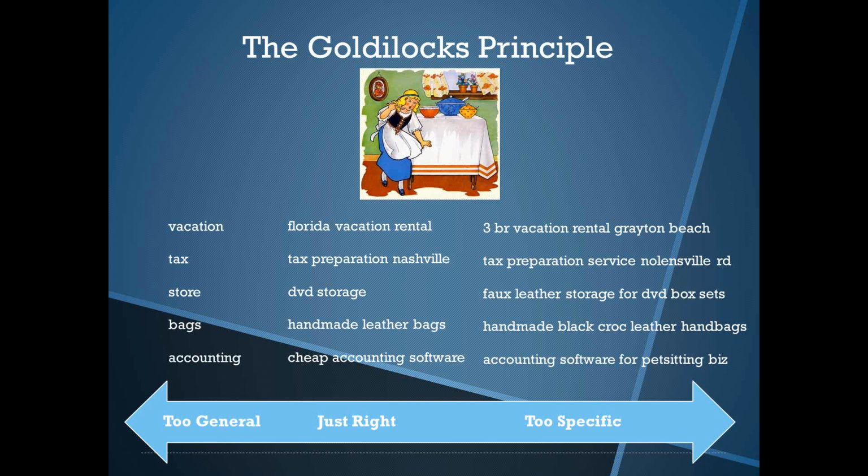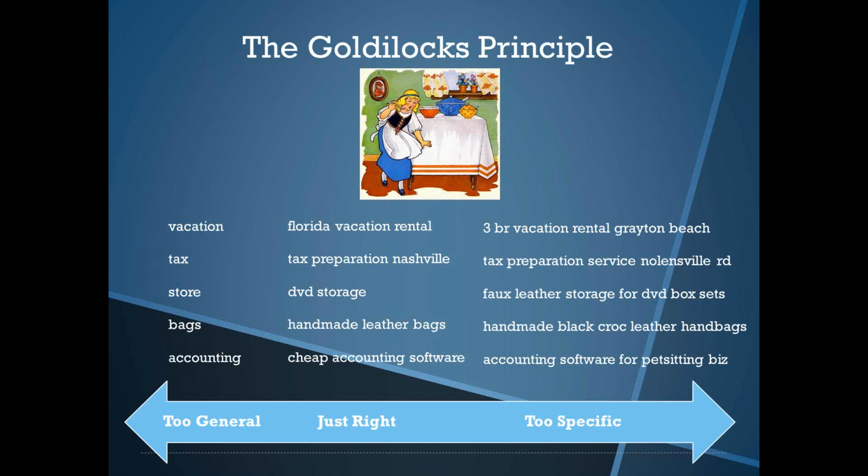So a keyword like vacation is something that's going to be very broad. It can mean a million different things. Something like Florida vacation rental, that's something that's probably commonly searched. It's not too broad, meaning people are looking for Florida specifically. They're looking to rent that vacation home.